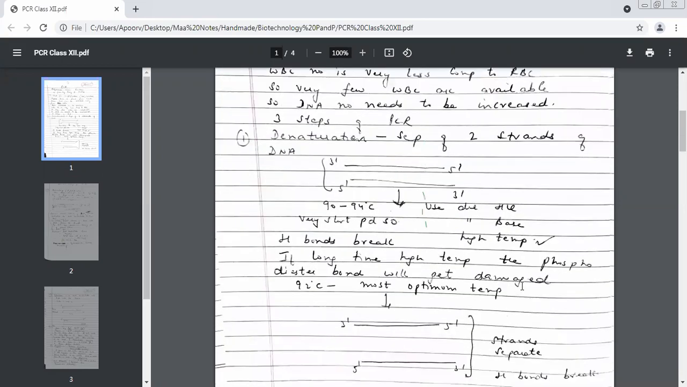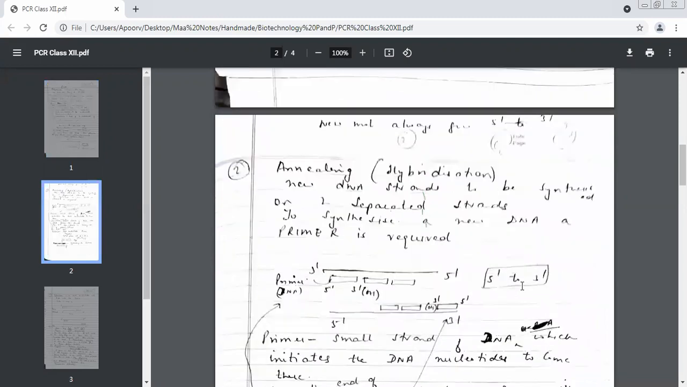Second process, annealing, also called hybridization. Annealing means to add. What did we add in this step, beta? Primers. Very good. Primers are small DNA strands or small DNA pieces which help or motivate more nucleotides to add to them.